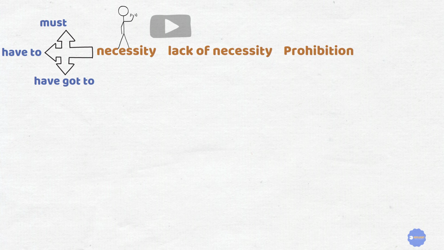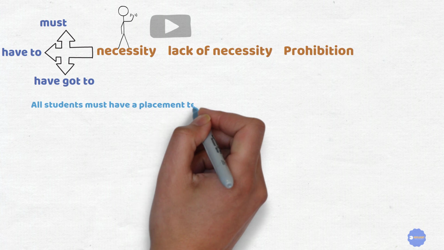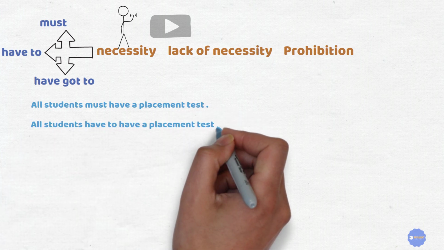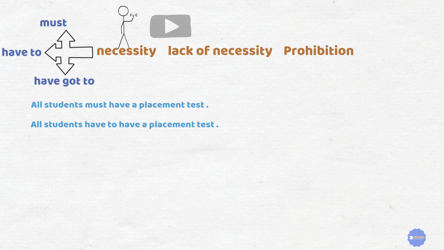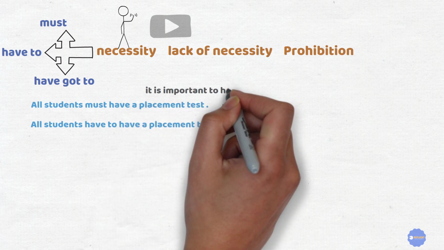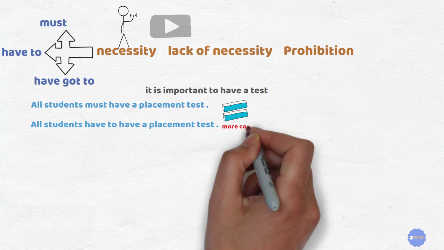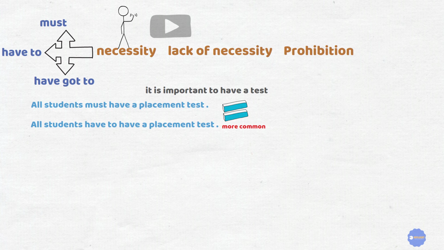So here, when we say, for example, all students must have a placement test, and all students have to have a placement test, both sentences using must and have to have the same meaning, which means it is important for all students to have placement tests. In everyday conversations, we commonly use have to more than must. And must is stronger than have to. It indicates urgency or stressed importance.